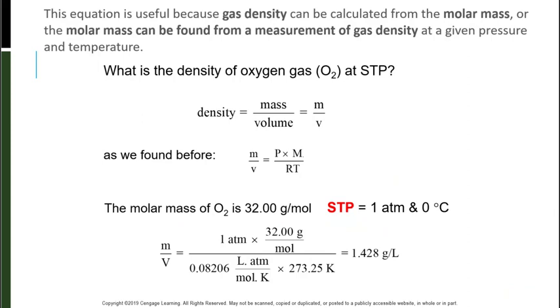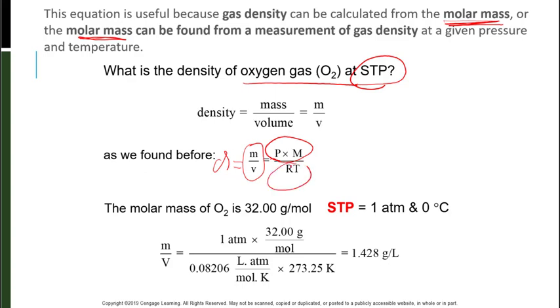Let's do a sample problem together. What is the density of oxygen gas at STP? This equation that we just found is useful because gas density can be calculated from the molar mass, or the molar mass can be found from a measurement of density. We just said that density was equal to mass divided by volume, which is equal to P times M over R divided by T. We know in this equation, oxygen gas, 2 oxygens, so 16 plus 16 has a molar mass of 32. That's going to be my capital M.